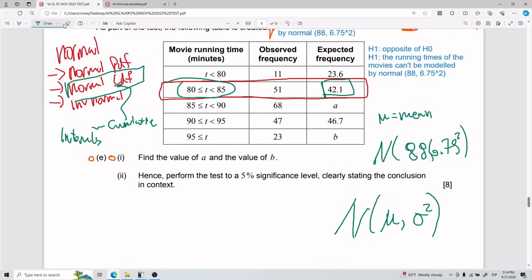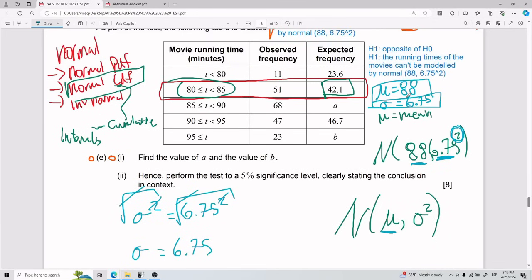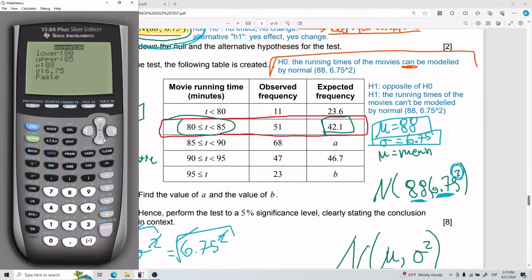From here, you can deduce that the mean has to be 88 because it's the first number that shows up, and that the standard deviation has to be 6.75, just that you get rid of the squared. So to get this, you can do a square root, and the squared goes away. The standard deviation is 6.75. That's how we figured it out. It's all given to you right there.